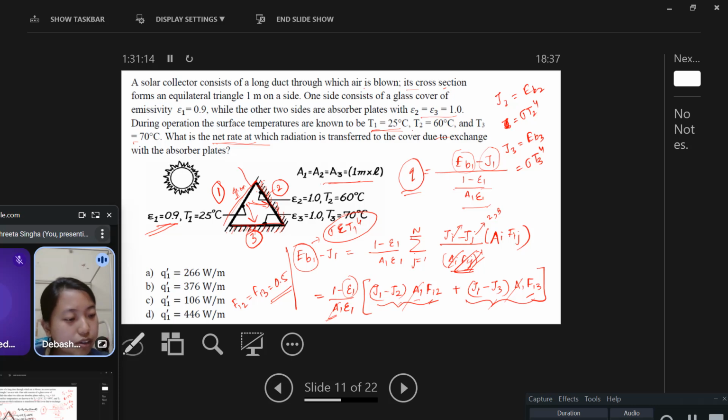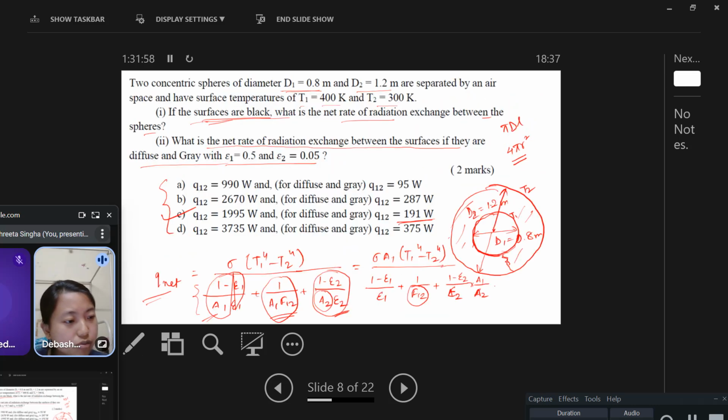In the question they have said net rate, but in the options they have given Q prime. That means you have to find it per unit length. If you divide by L, this L will get cancelled. Then you can directly find it. Alright, this you will get, and the answer for this is 266, the first option. Just note it down and try to find it later. So this will be the final answer. After you find J, just insert it here. You got it, right?